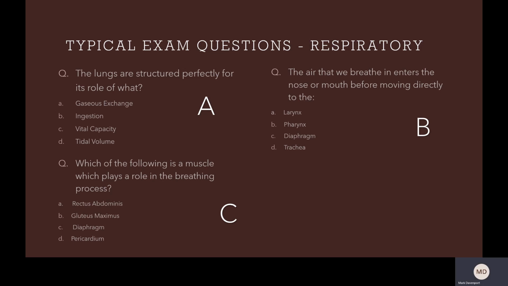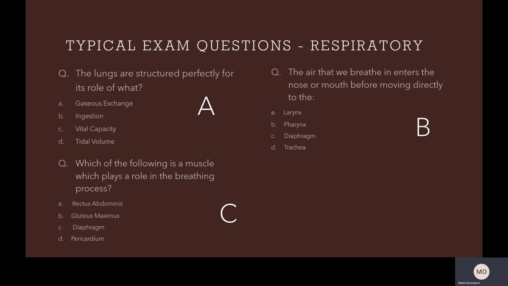Looking down at the next one, which of the following is a muscle which plays a role in the breathing process? Is it the rectus abdominis? Is it the gluteus maximus? Is it the diaphragm? Or is it the pericardium? And hopefully you said diaphragm, but I'm not going to release that yet in case I've picked this one next.